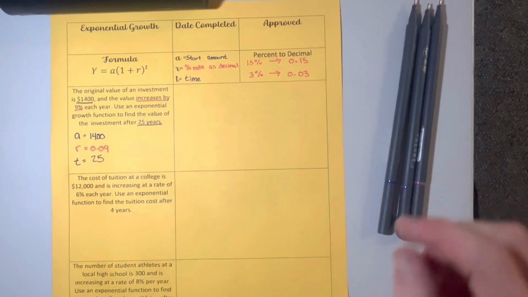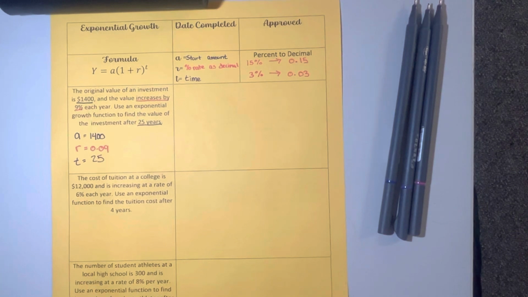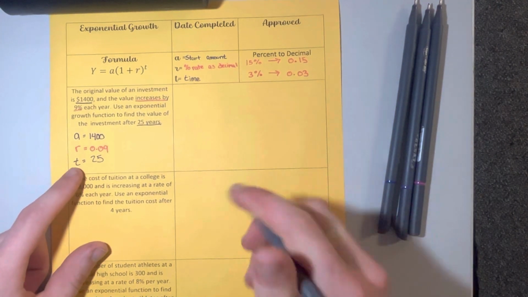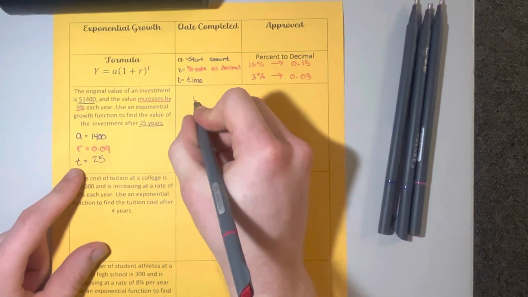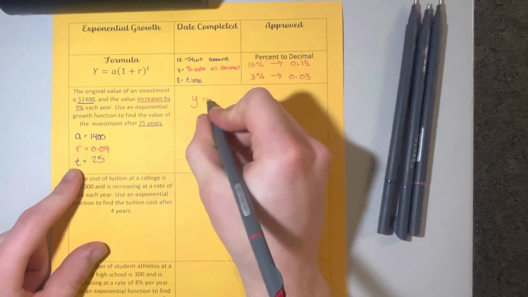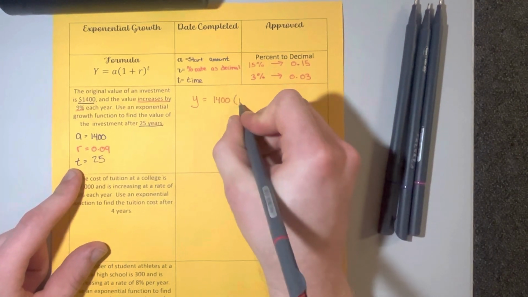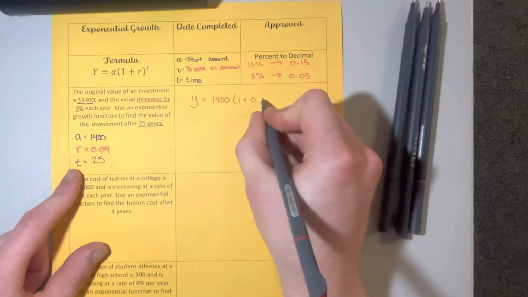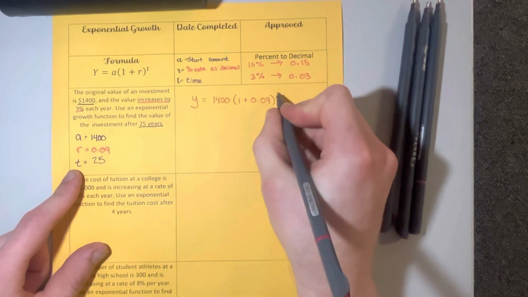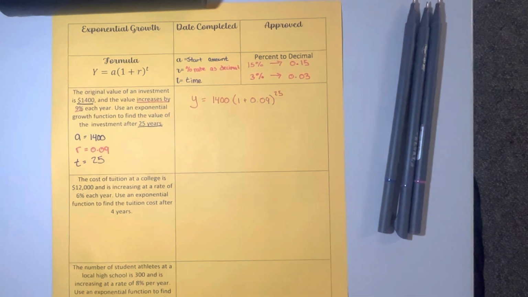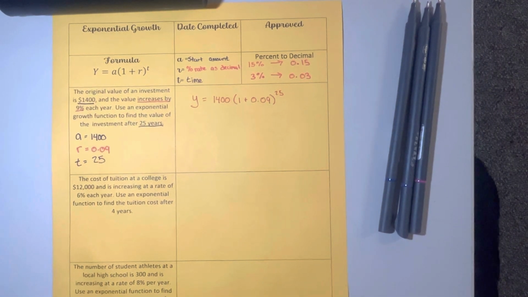So when we set up the equation over on the other side, all we have to do is take these 3 pieces of information, A, R, and T, and put them in their spots. Y equals 1,400 times (1 plus 0.09) to the 25th. And again, this is where we can just plug it into a calculator and get an answer.